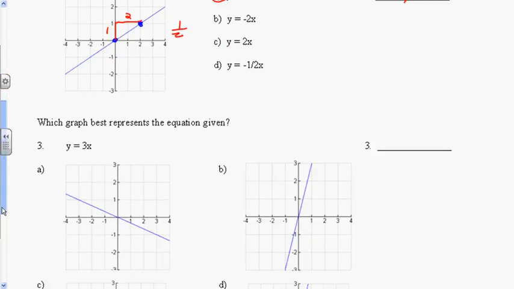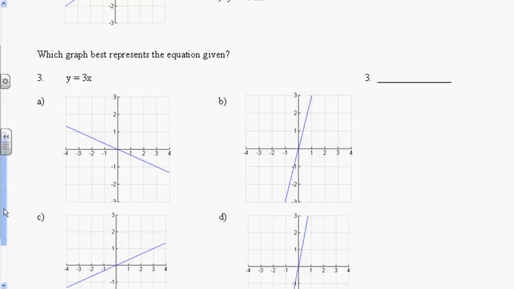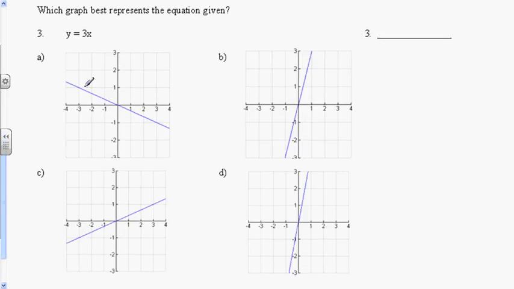Next question, which graph best represents the equation given? Well, first of all, it has to go through the origin, and they all do. This one has a positive slope, so it must go up and to the right. So this one's out. That one goes down as you go left to right. So now we say, what is that as a slope?